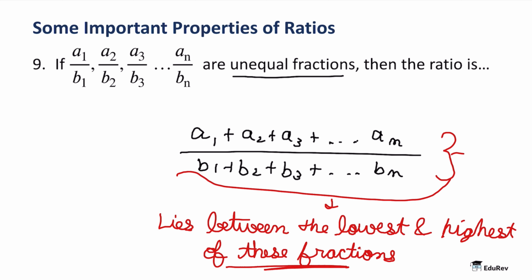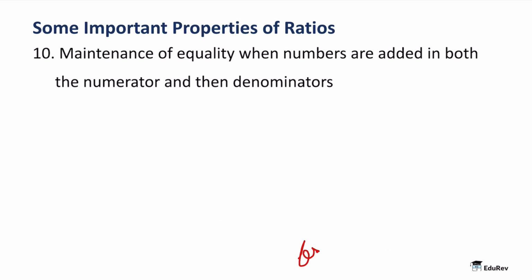Great. Now let's move on to the last property that we have for today. The last property that we have with us is property number 10. And here it is trying to tell us the maintenance of equality when numbers are added in both the numerator and the denominator. See what we are trying to understand is what happens when numbers are added in both the numerator and the denominator.